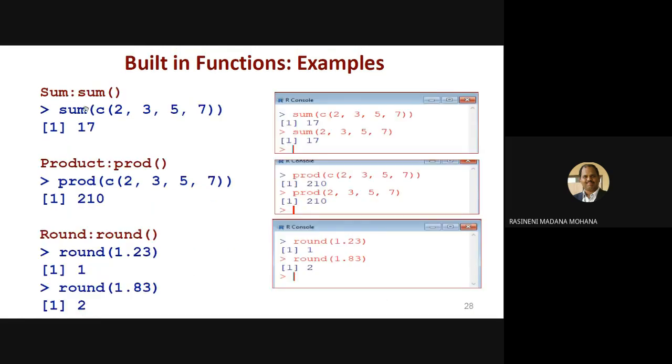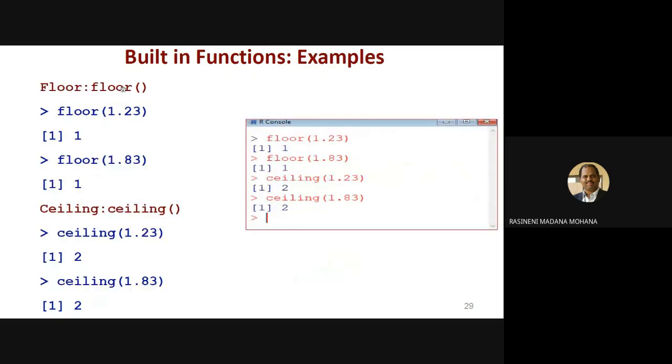Then sum, simply you can use sum with a vector. So sum of c() with all the values. Even directly you can use sum of the integer values. Then for product you can use PROD, even with a vector or without a vector, both will work here. Then round value. You can give round of a floating point value, for example 1.23, which gives the lower value 1, since it is less than 0.5. Then round of 1.83 gives the higher value. Then similarly, flooring and ceiling.